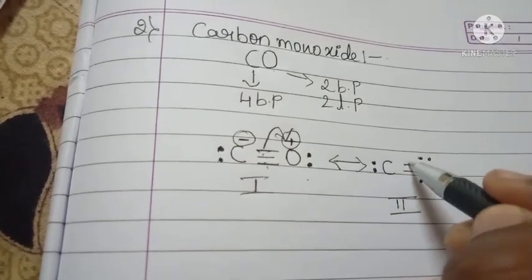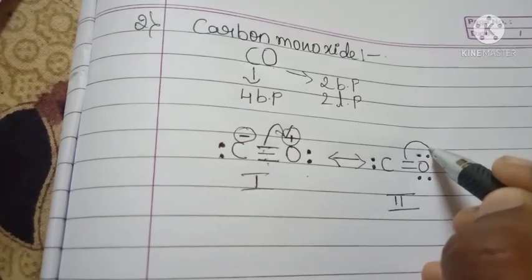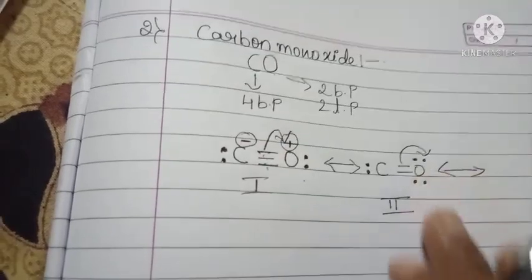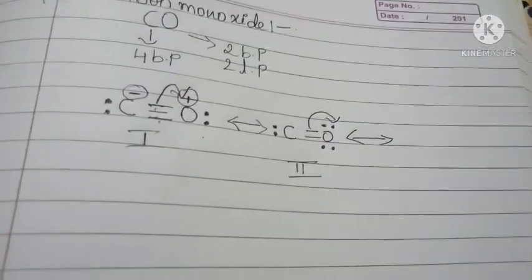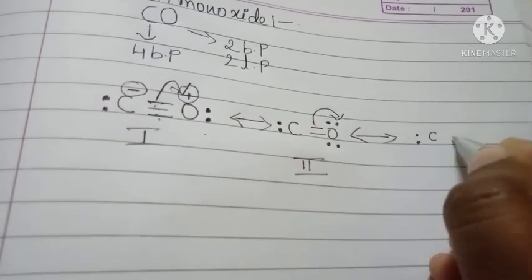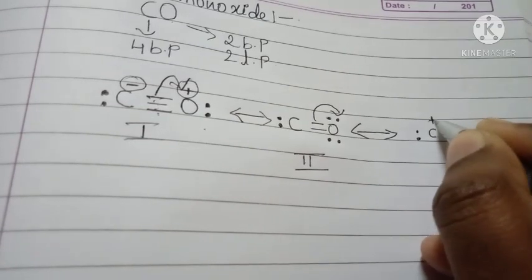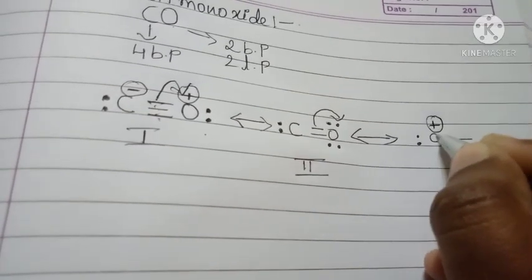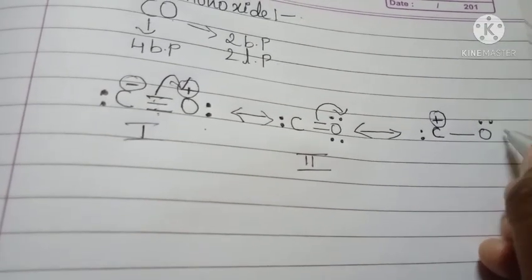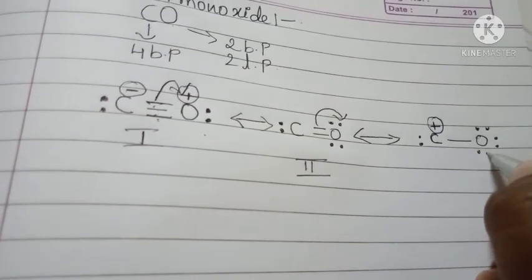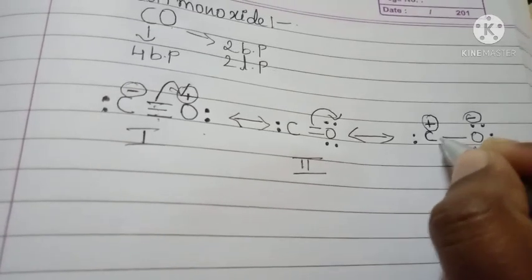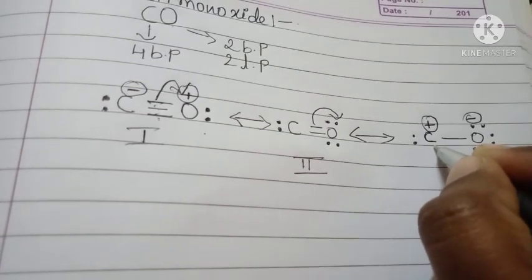Next, the third one is, here this bond pair again goes with the oxygen atom. This bond pair again goes with an oxygen atom. Here carbon carries a positive charge because it loses the electron, and oxygen carries 3 lone pairs of electrons, so it carries a negative charge because it accepts the electron from the carbon also.